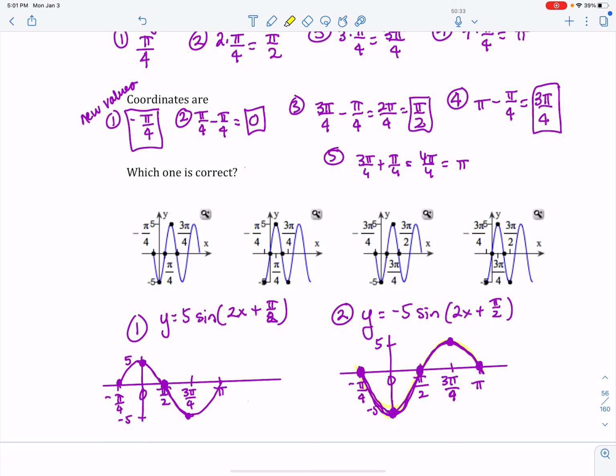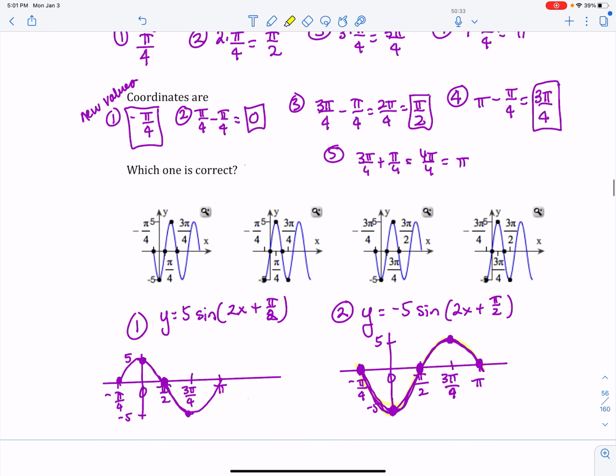Okay, so this is my graph, and now it's asking me which one of these graphs match up. So if I look at the first one, it kind of looks like ours, but not quite. So let's look at, actually the first one, it's hard to tell because of the way they have these written out. So let's look. Okay, I think it's A, so we're going to go with that.